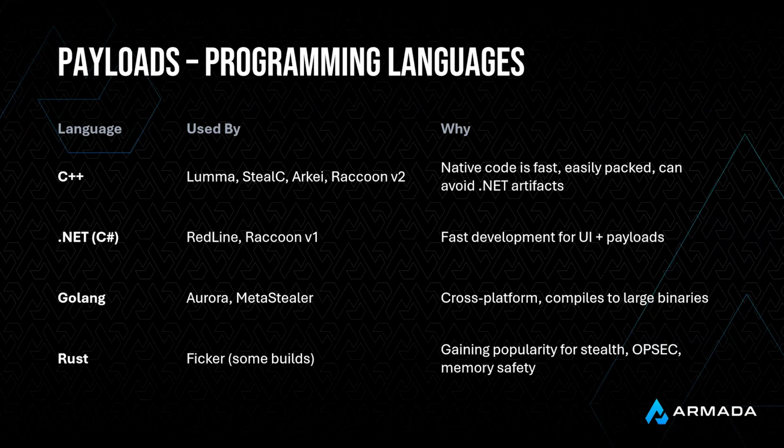So C++, it's going to compile down to native binaries, which is good for speed and avoids .NET stuff, so it can't be easily turned into IL code and then basically viewed as source. .NET code is really good for fast development. So with these stealers, they can easily iterate and create new desktop GUIs and payloads, because they're not having to deal with memory management stuff.